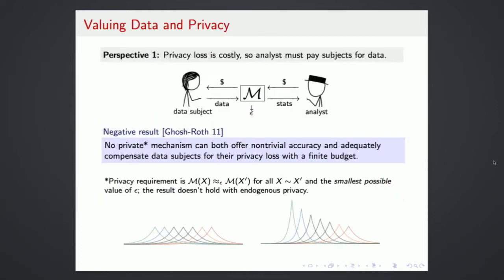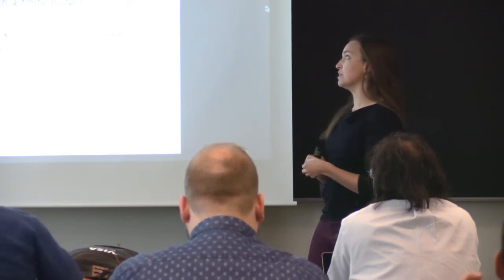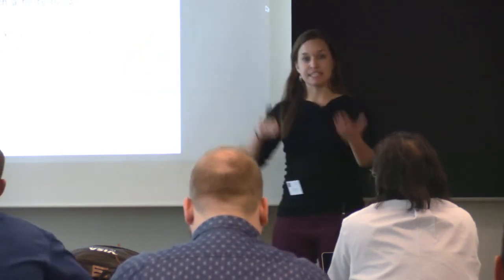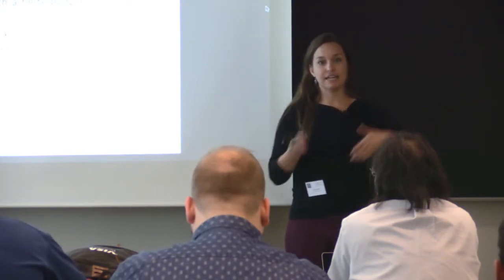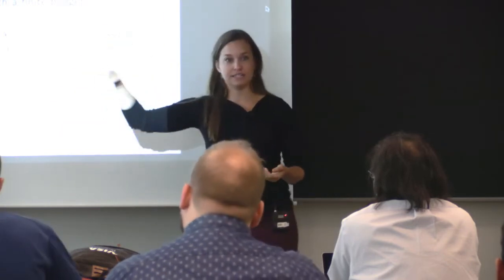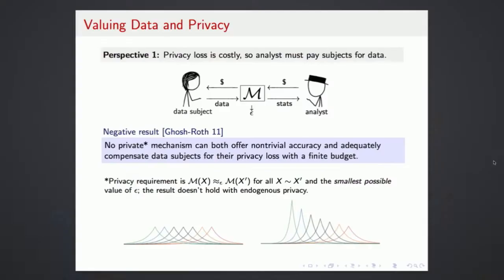Okay, so now I want to start talking about the incentives involved in choosing what value of epsilon we should pick. So the first perspective is one that's been used by much of the literature on commoditizing privacy, viewing data as something of value and privacy as something of value. It's more of a perspective of privacy loss as being something that's costly, whereas data is something that is valuable. And so because of that, we're thinking about the analyst being forced to pay the data subject and getting the data in return. And so you're going to pay the subject something that has to do with how much privacy you're going to offer, and that's going to correspond to how valuable or not valuable the data is for you.